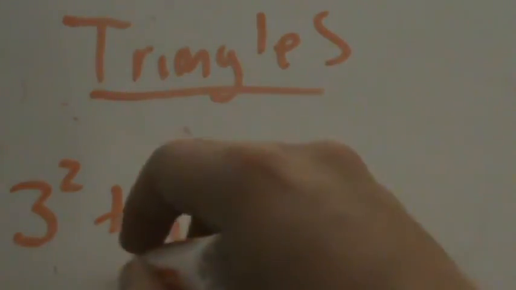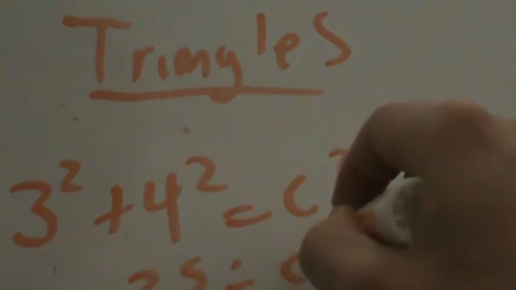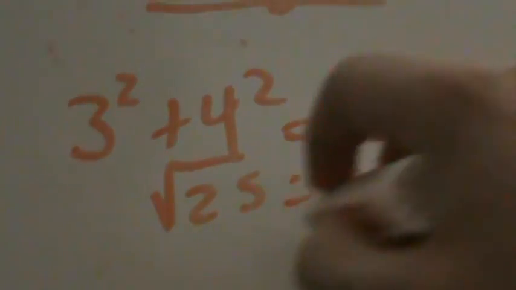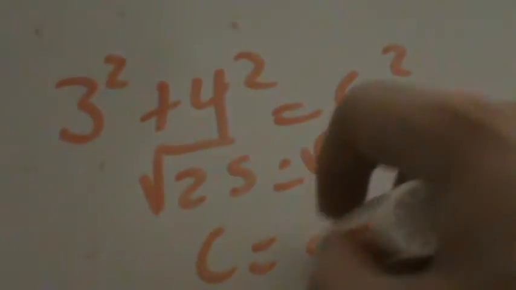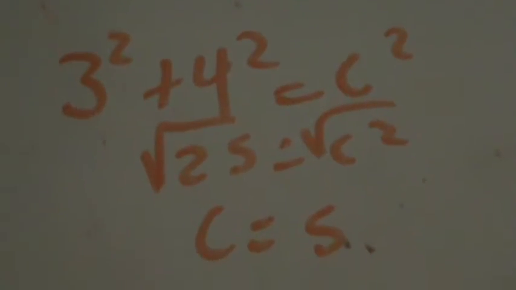So we have 3 squared plus 4 squared equals c squared. So we have 25 equals c squared. So you square root both sides, and you'll see that c equals 5. So yes, that was actually a right triangle, and we knew that was going to be a right triangle because the squares of the sides added together equals the square of the hypotenuse.